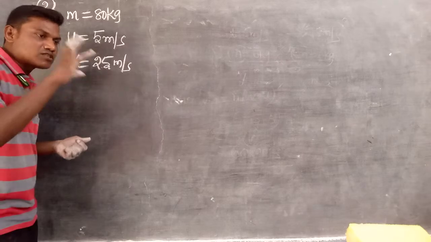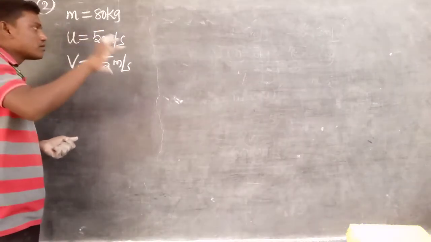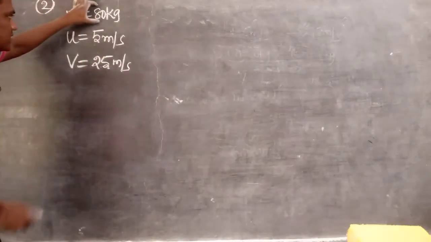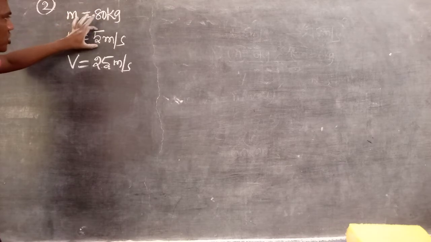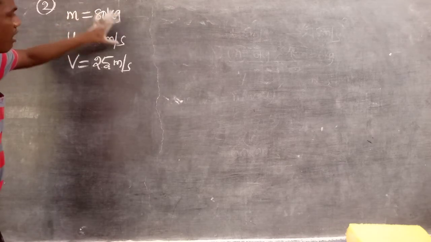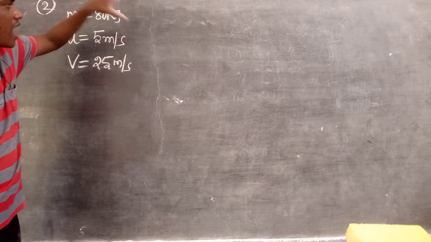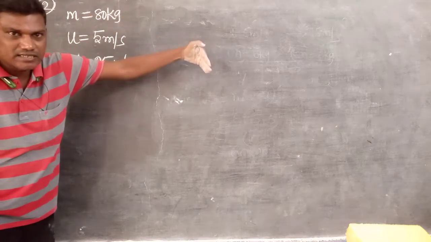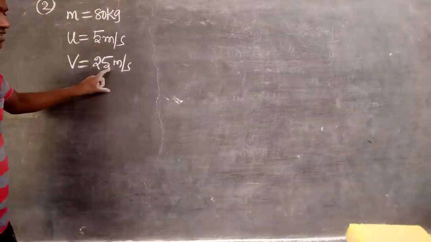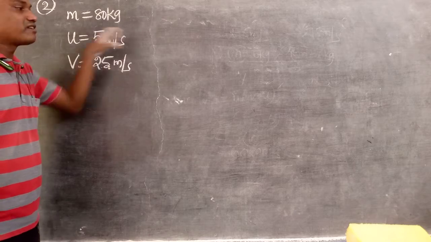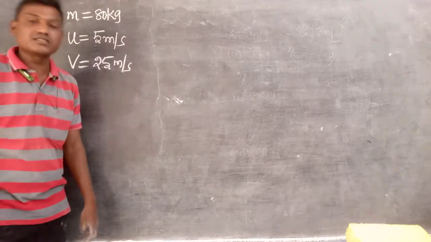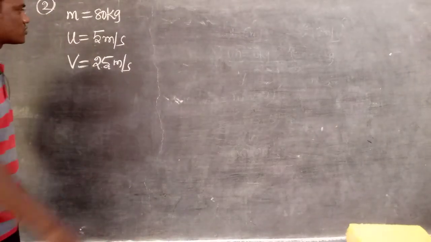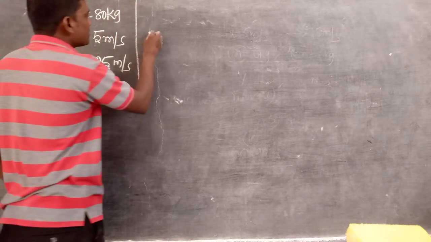A force will be applied. Listen very carefully. A scooter of mass 80 kg initially moves with 5 meters per second. On this scooter, a force will be applied for 2 seconds. Then its velocity changes to 25 meters per second. Then find how much the momentum changes after applying the force. That is our concept.